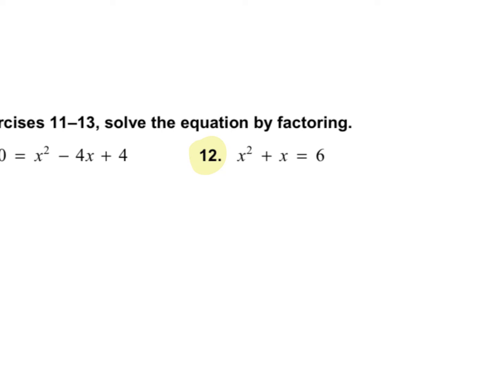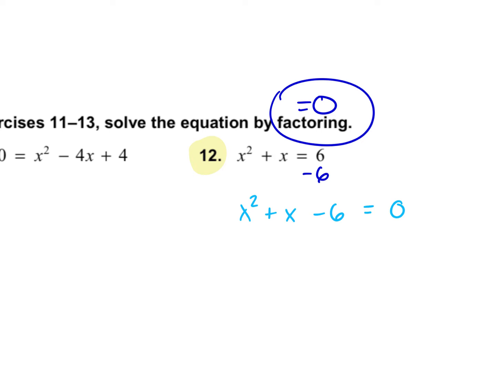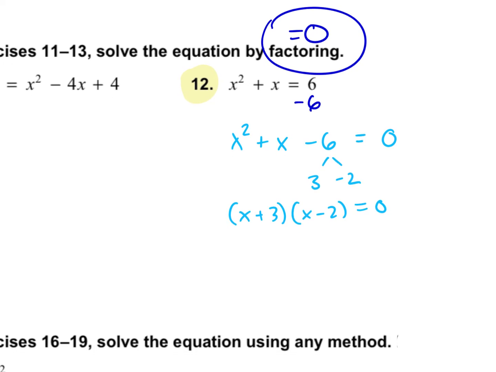All right, so let's look at 12. This one says solve by factoring. So how would I factor this? Awesome. We need it to be equal to 0 in order to factor it. I wrote the question wrong. So it should be x squared plus x minus 6. So you were right. It should be positive 3 and negative 2. So x plus 3 and x minus 2 is equal to 0. And then we would just set both of them equal to 0.